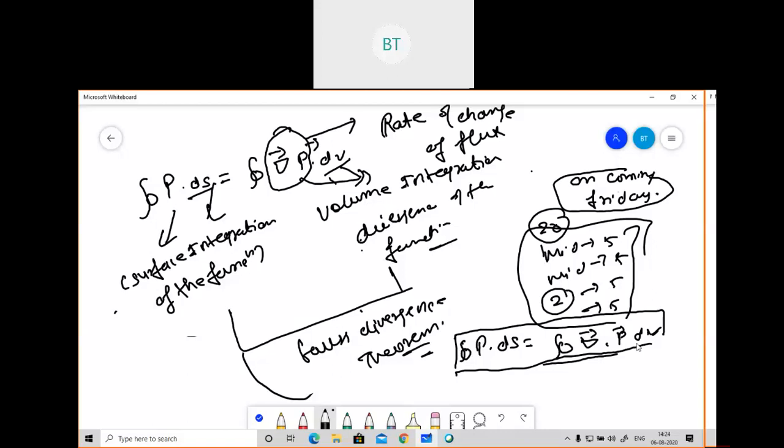Now you have seen the formula. Now we are going to solve a problem based on that. This problem was asked in your paper only, so I'll solve one problem.